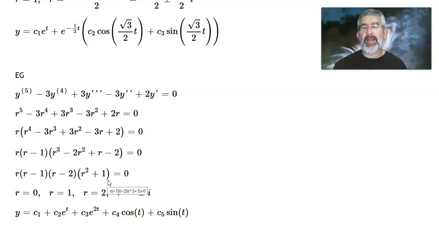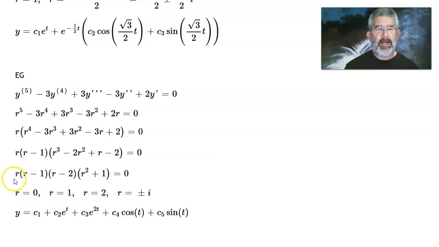That I recognize as a sum of 2 squares, which is not factorable with real coefficients. So I can stop right here and say I have, this one tells me r equals 0. This factor equaling 0 tells me r equals 1. This one gives me r equals 2. And this last one gives me r equals plus or minus i.